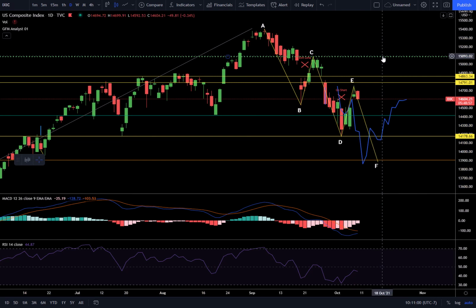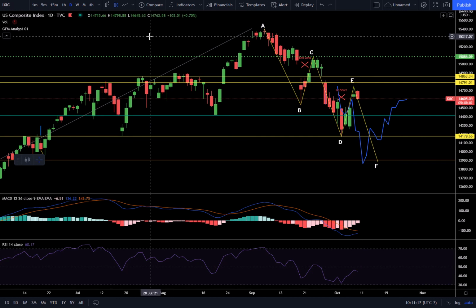So short term, I am short on the market with a target of 13,880, which is close to 4 to 4.5%, and then again go higher from that bottom until 15,086, which is again a growth of 8 to 9%. So that is my technical analysis as of October 8, 2021.